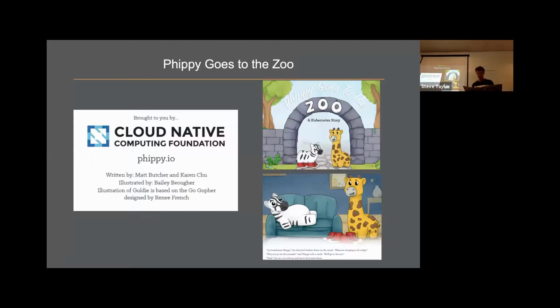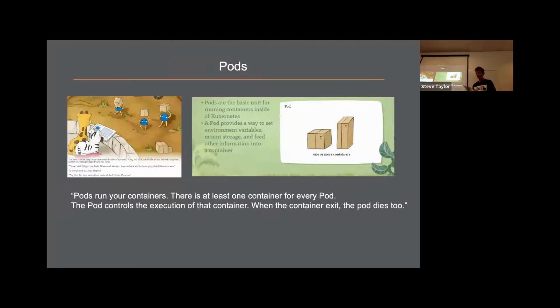I'm bored, Aunt Phippy. Z slouched further down on the couch. What are we going to do today? Why not go see the animals, said Phippy with a smile. We'll go to the zoo. Yay! Z let out a whoop and ran to find some shoes.